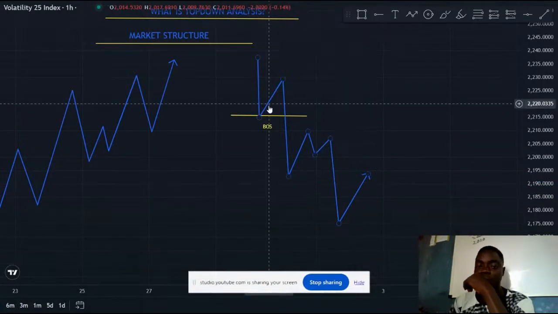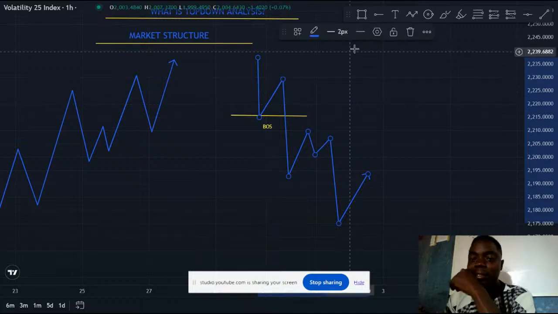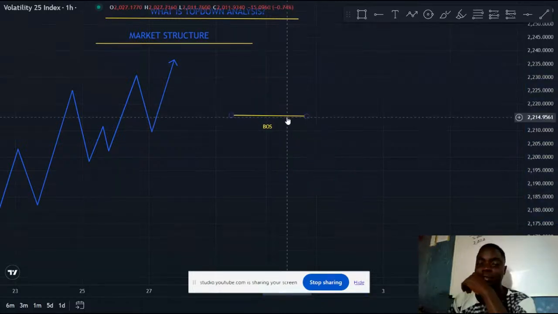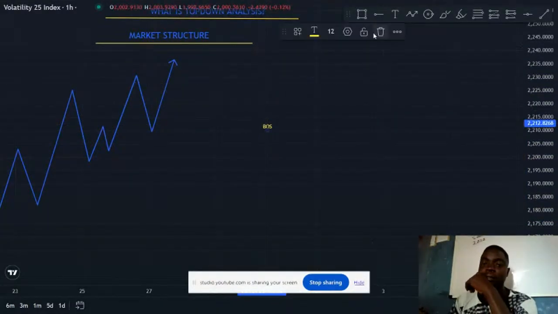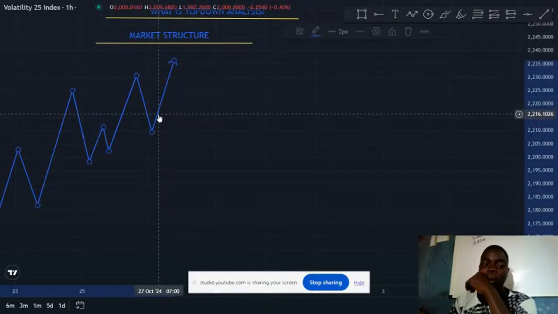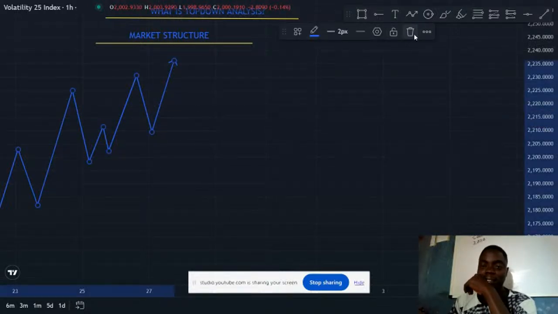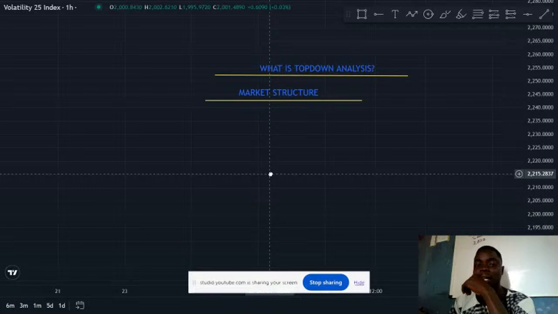So just understand this. Understand this before I move to a proper technical analysis or top down. And so I've talked about market structure.